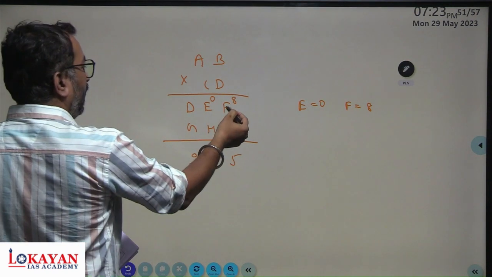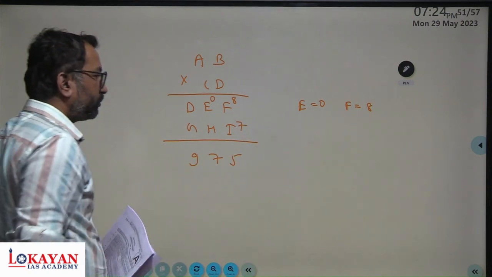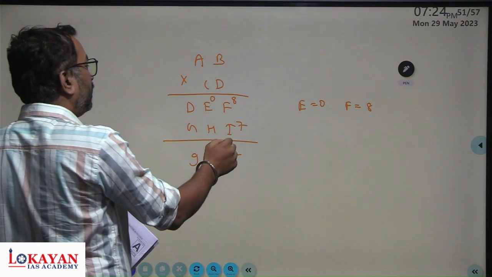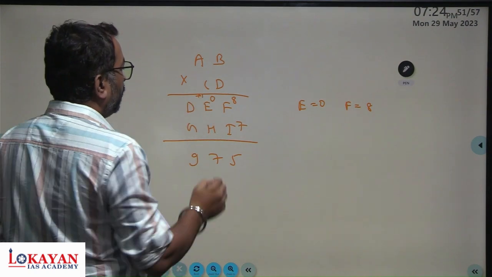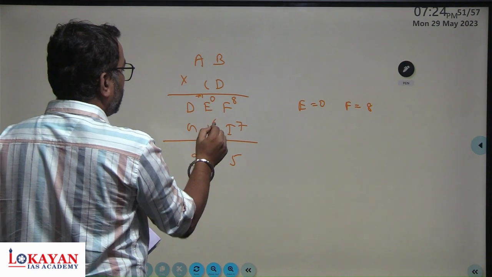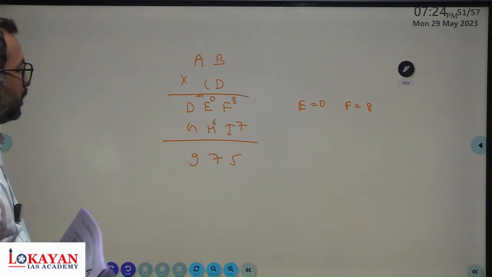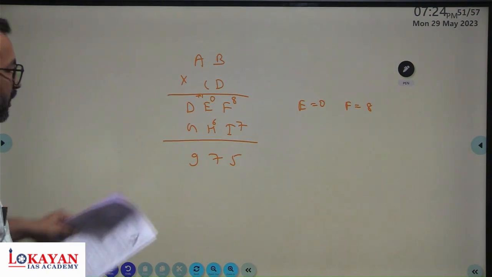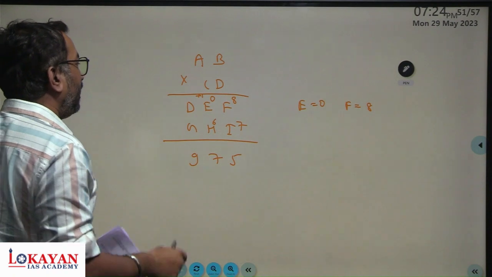So adding F and I, it gives me 5. So I must be 7. 8 plus 7 is 15. Carry 1 came, right? E is 0, 1 plus 0 is 1, so H will become 6, right? Now we don't know what D and G are, right? But we know that F is 8.